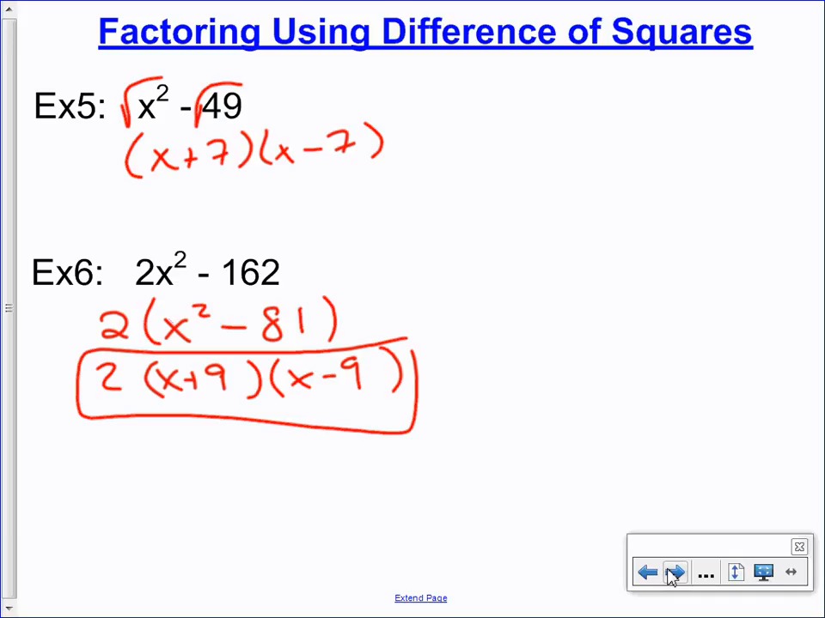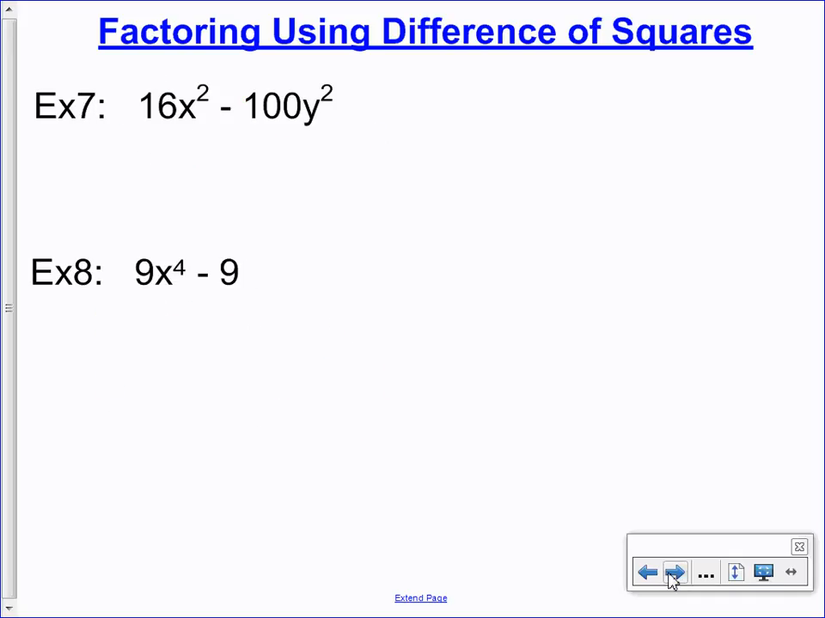So here's the deal. There are 2 ways you can answer number 7. First method. Notice that 16 and 100 are both squares. Square root of 16 is 4. Square root of 100 is 10. So it's either 4x plus and minus 10y.